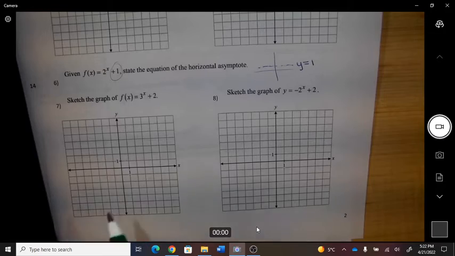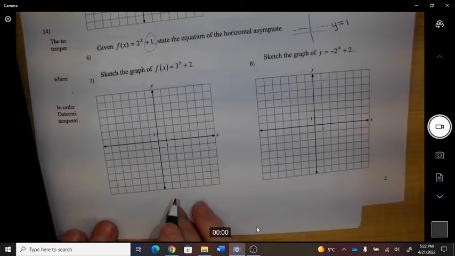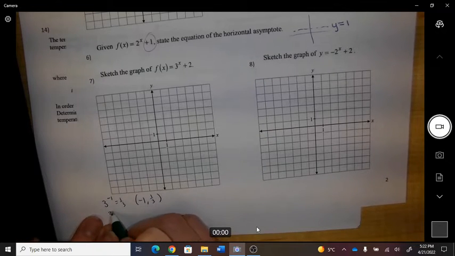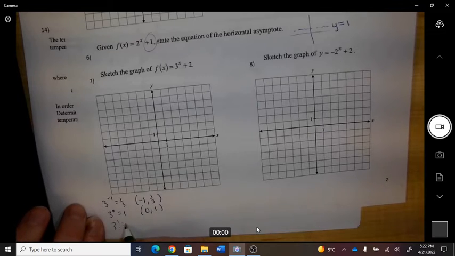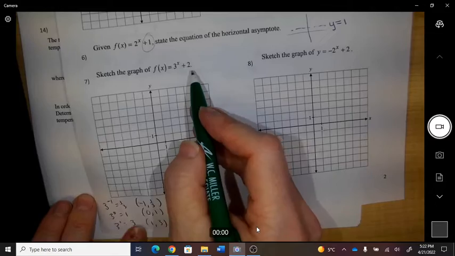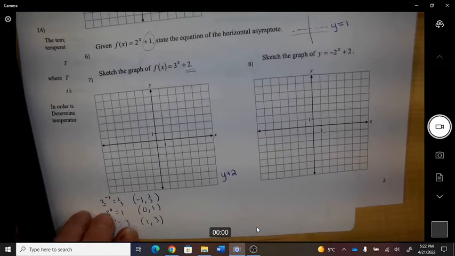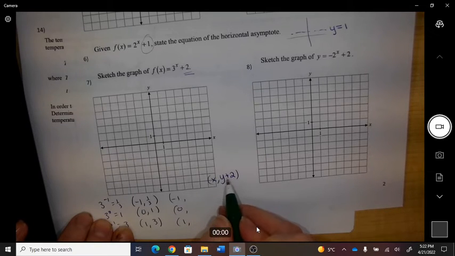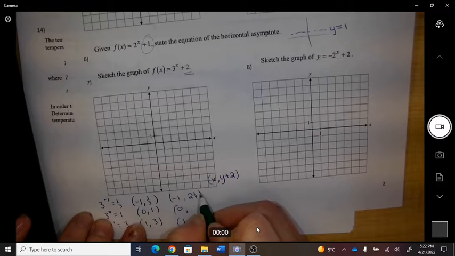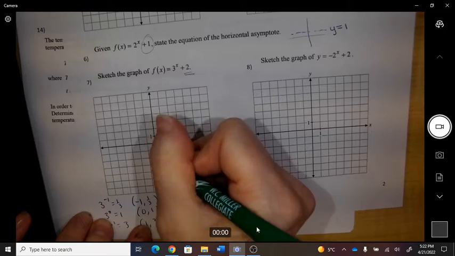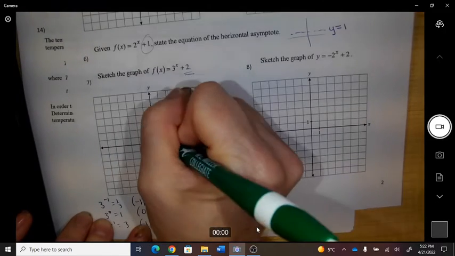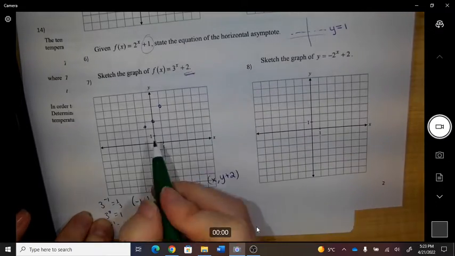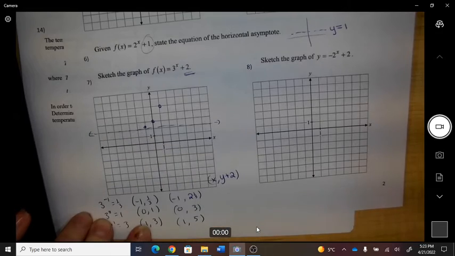Sketch this graph. Okay, so we've already done the major points here. So remember 3 to the negative 1 is 1/3. 3 to the 0 is 1. 3 to the 1 is 3. Now that is a D, so we're going to be doing a y plus 2 and nothing to our x. So negative 1, 0, and 1 stay put. Now I'm going to have to add 2, so this would be 2 1/3, 3, and 5. 0 comma 3, and 1 comma 5. And then the up 2 will create an asymptote at y equals 2.